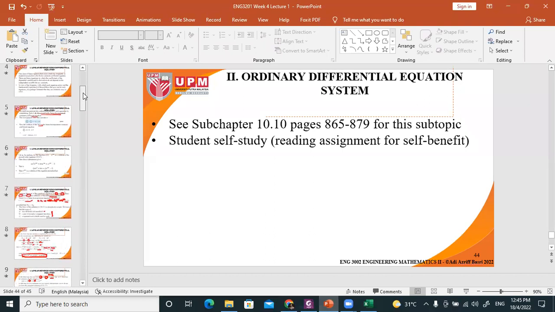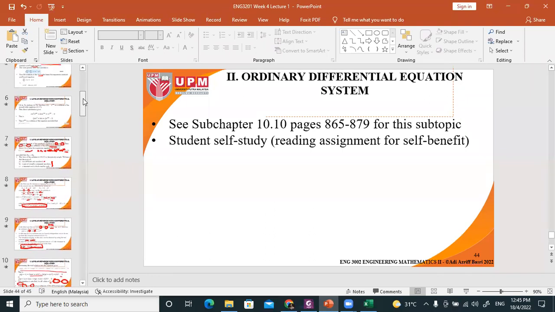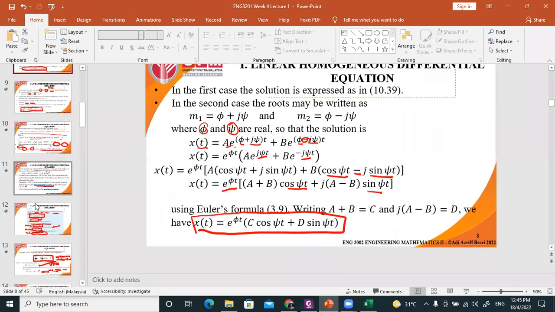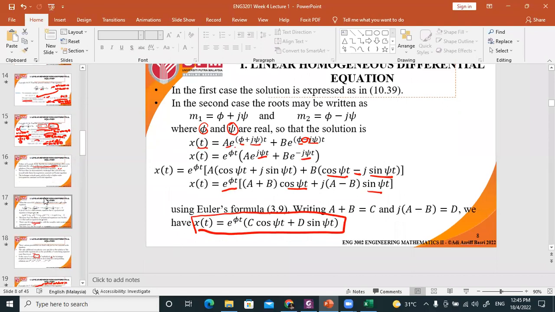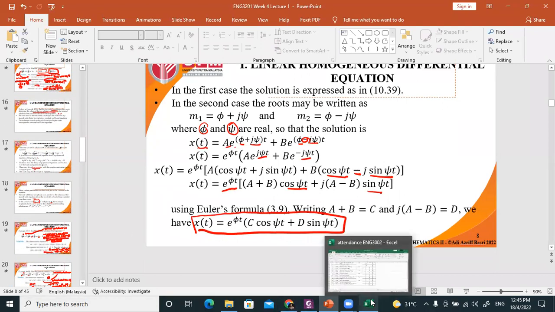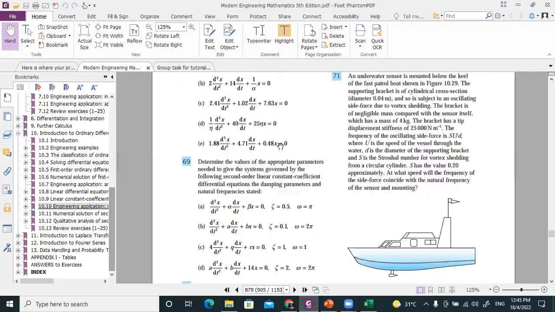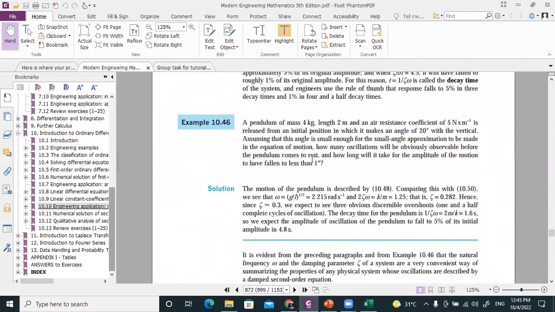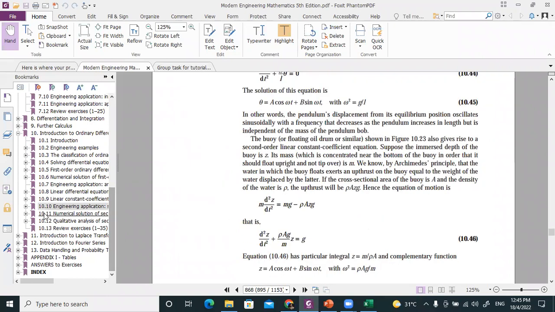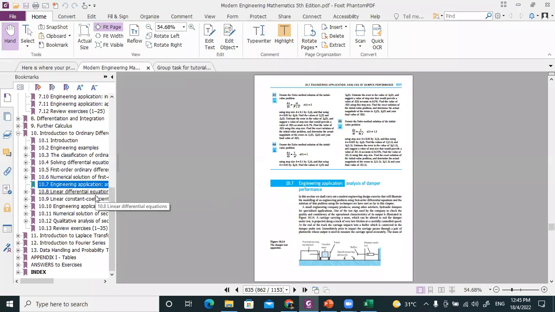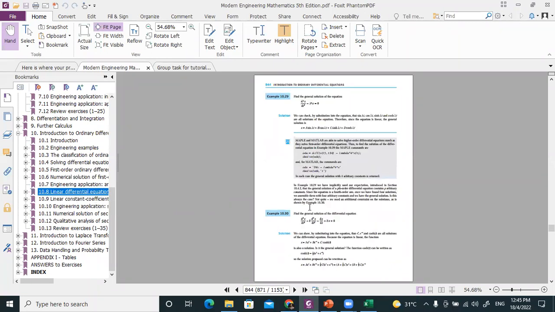So for solving ordinary differential equations, we have covered two things: the linear homogeneous and linear non-homogeneous. I showed you the steps on how to solve the problem, with several examples. So this is the coverage of chapter 4. We can refer to the books. So I'm taking from the books, we follow the books. For example, here we follow 10.8 linear equations.